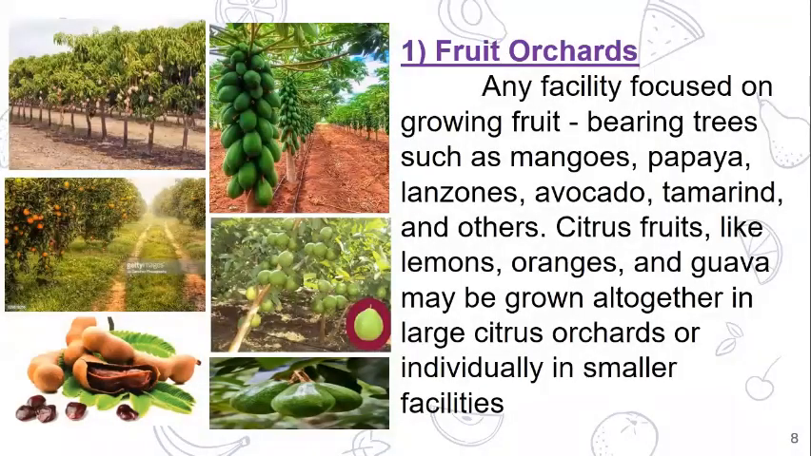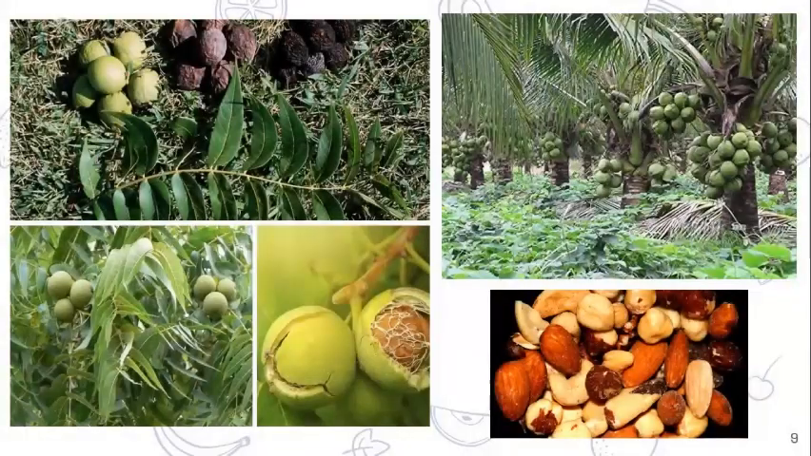First, we have the fruit orchards. Any facility focused on growing fruit-bearing trees such as mangoes, papaya, lanzones, avocado, tamarind, and others. Citrus fruits like lemons, oranges, and guava may be grown all together in large citrus orchards or individually in smaller facilities.